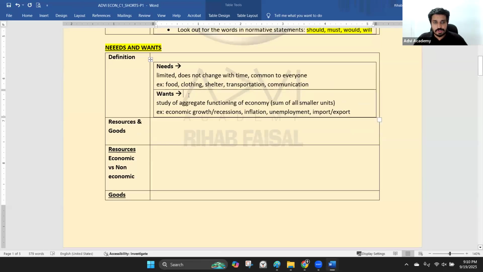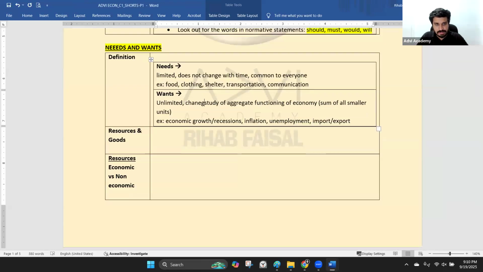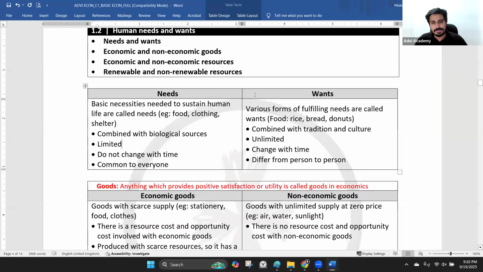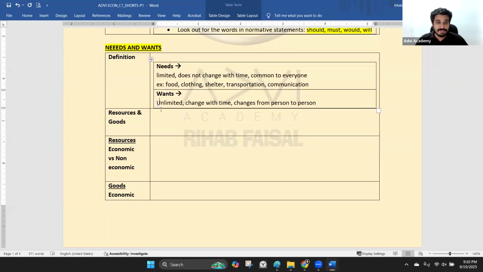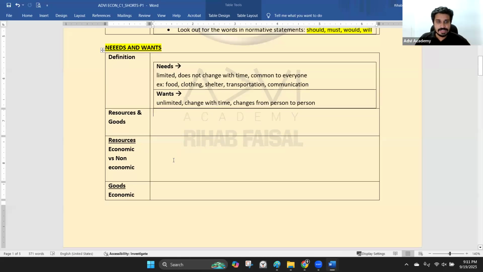Wants: the most important thing you have to remember is that they are unlimited, and they change with time and from person to person. So it's very subjective. Opposite of needs, basically. And I am not going to list examples for wants, because there are 1,001 wants out there, or 1,000,001 wants out there. So in my short note, I have included this part.